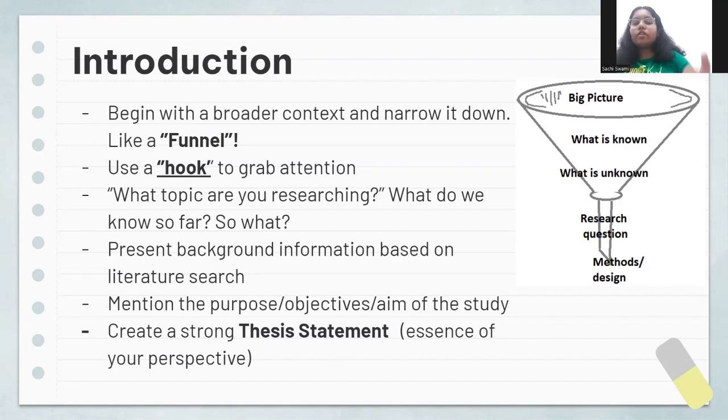In the introduction, you would usually want to divide it into 3 paragraphs. In the second paragraph, you would want to do a quick background information based on the literature research. And another important thing is to mention your objective, or what was the aim of the study, and end your introduction with a strong thesis statement. A thesis statement is basically a strong statement that is the essence of your perspective. It gives you a stand for your argument throughout the study.